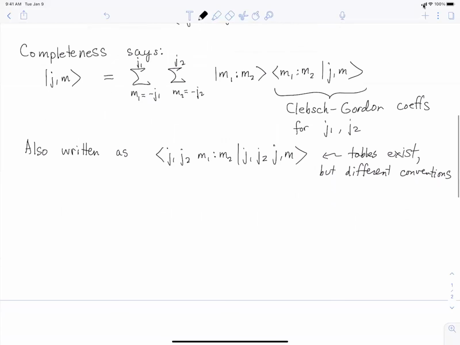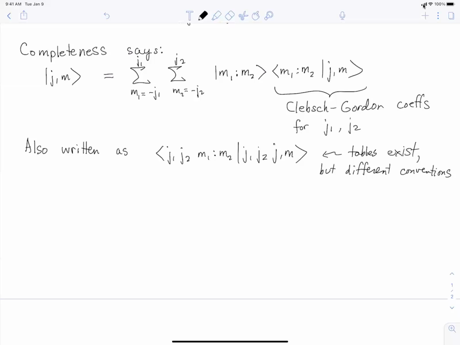Okay, so that defines the Clebsch-Gordon coefficients in terms of saying what are the total angular momentum basis states in terms of the product basis states. But now you can use completeness a different way.